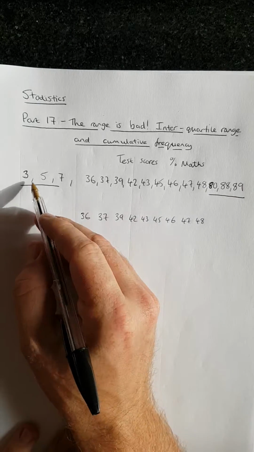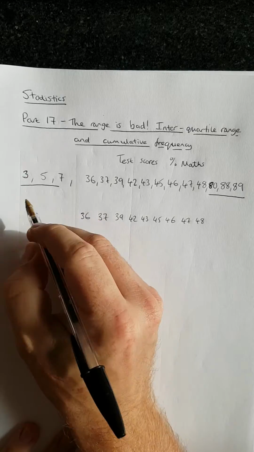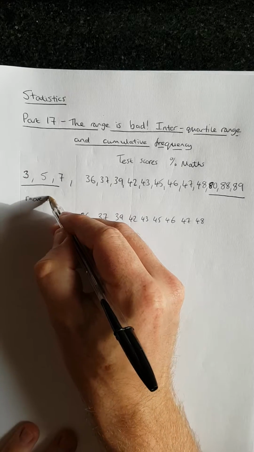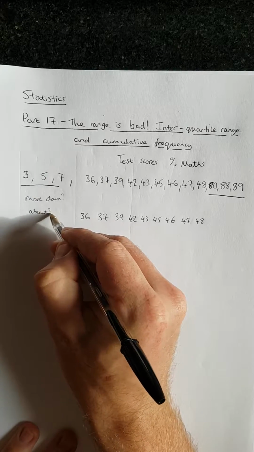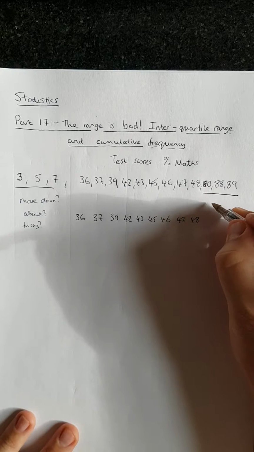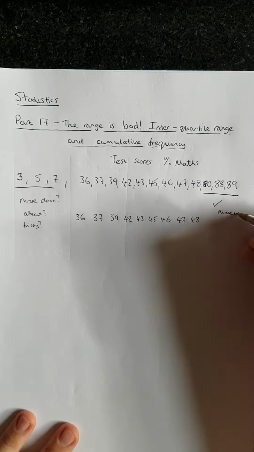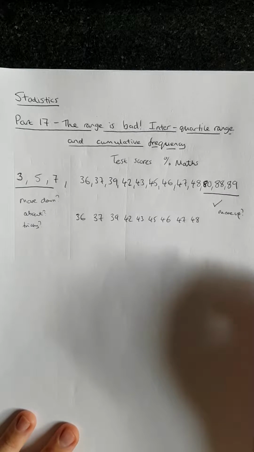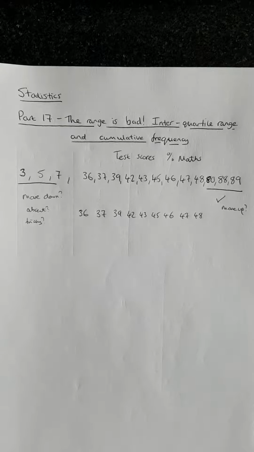Well, I worry about these three. Perhaps they've been absent. Perhaps they need to move down a set. Or perhaps they've just found it tricky because they haven't yet watched the videos. These three are doing really well. Do they need to move up? Do they need some extra challenge? But how would you describe the class?